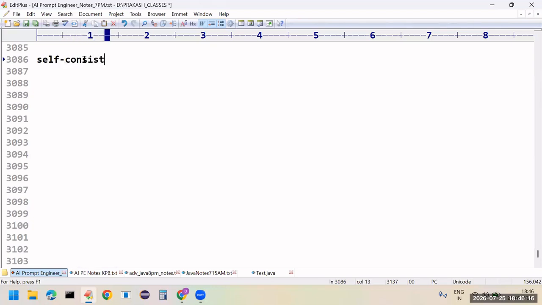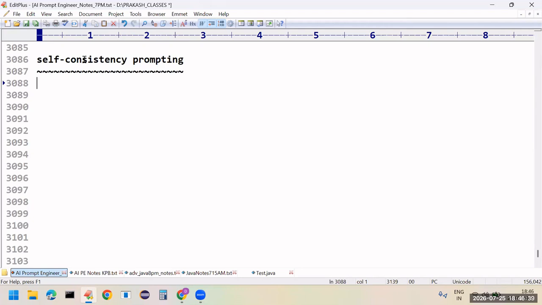self-consistency prompting. What is meant by self-consistency prompting? Why do we need to go for this prompting? We will talk about this. Okay, so up to this, any questions? No, sir.